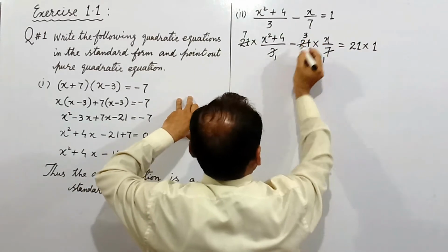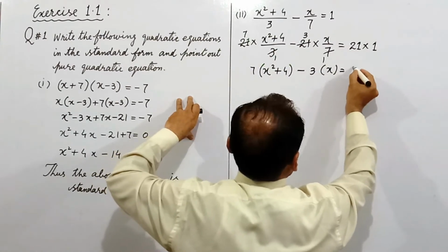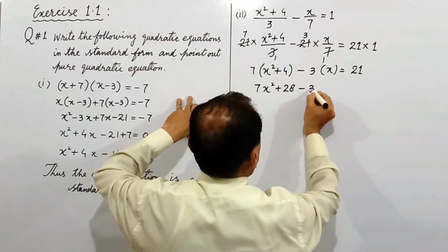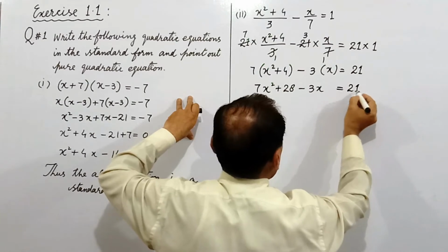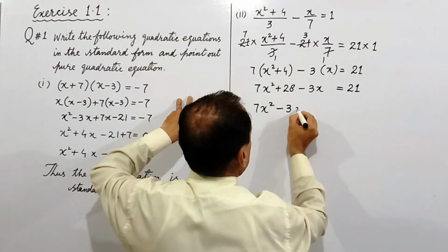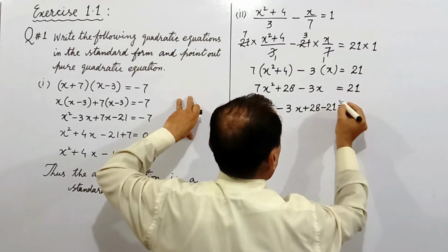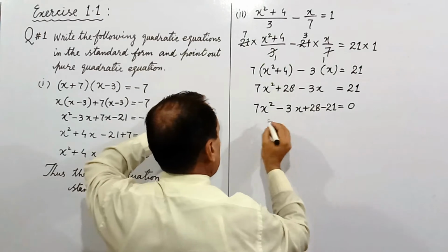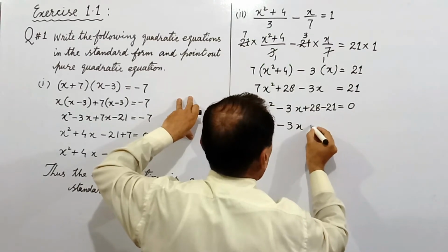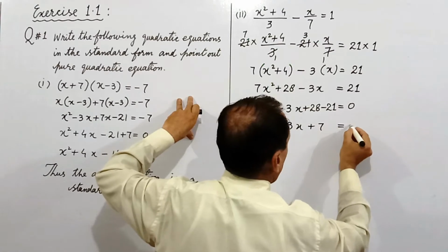3 1s are 3 and 3 7s are 21. 7 1s are 7, 7 3s are 21. 7 is now multiplied to x square plus 4, minus 3 is multiplied to x, and we have 21 1s are 21. Now we open the bracket. 7x square plus 28 minus 3x is equal to 21. We rearrange these values. 7x square minus 3x plus 28. 21 is taken to the left hand side, what we get, minus 21 is equal to 0. 28 minus 21 will be equal to plus 7, as like terms having different signs, we do subtraction. So 28 minus 21, we get 7, equal to 0.